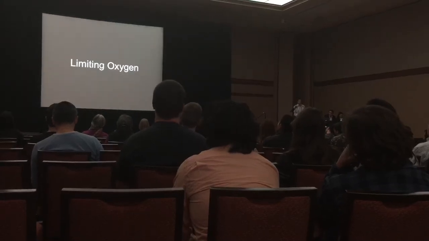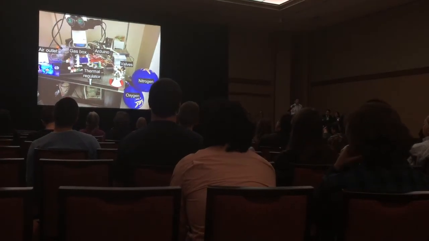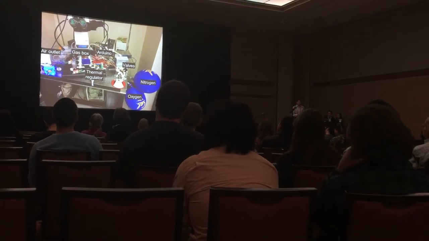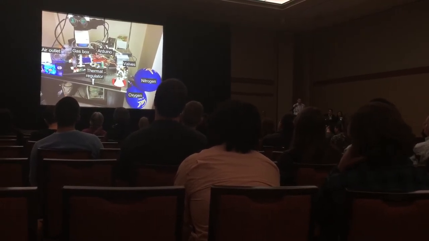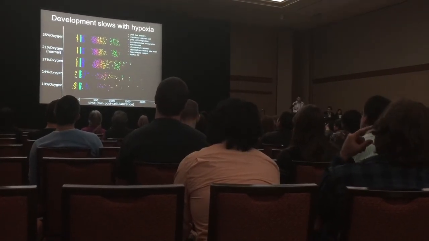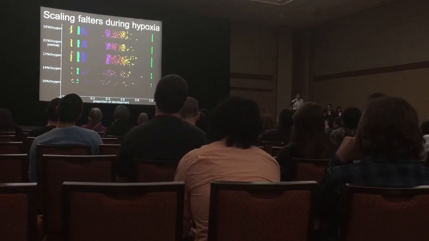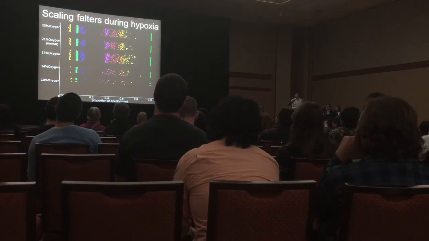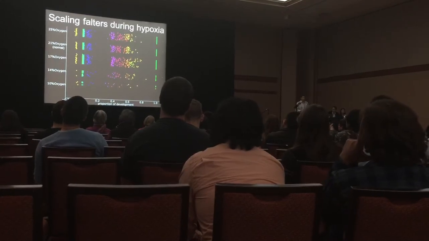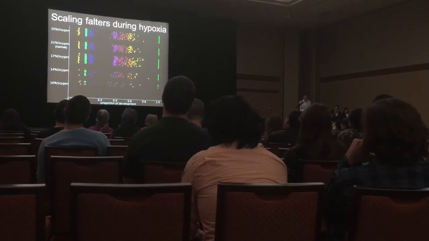The other thing we tried was limiting oxygen. On the temperature setup, I made a little box so you can pump in nitrogen and oxygen and keep a very precise level of oxygen while also regulating the temperature, and see what happens. We see, of course, that as you get less oxygen, development takes longer. And if you look at how this actually scales, you can see that development scaling falters. At very low levels of oxygen, some processes start taking proportionally less time, others take proportionally more time, so things begin to fall apart.